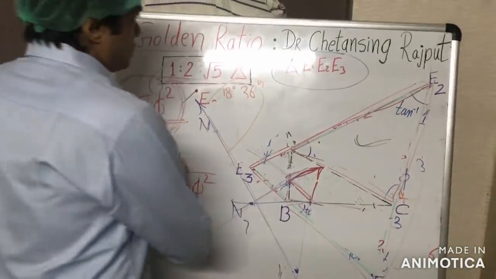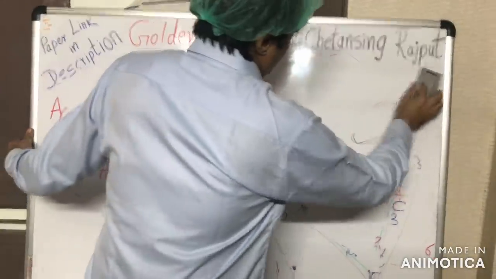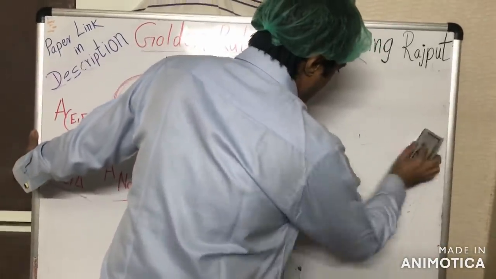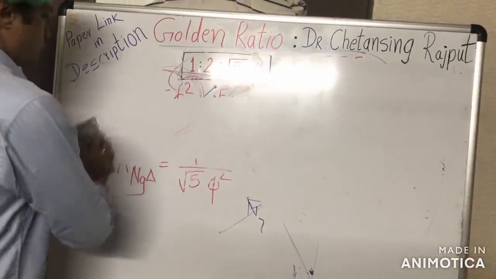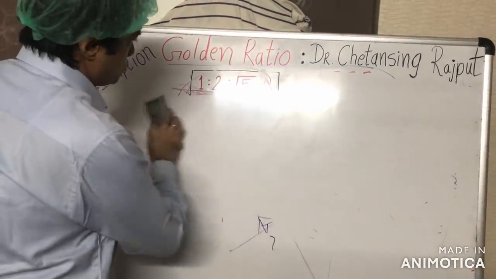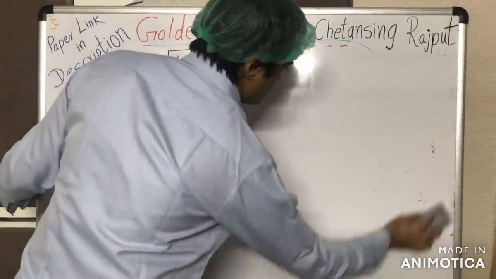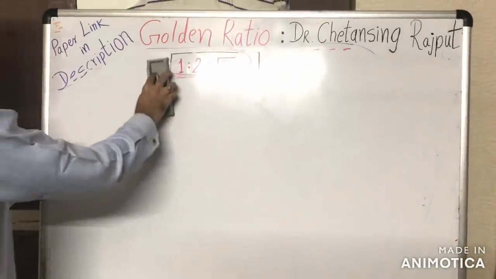And hence I have a question for every viewer of this video, for each of you, for all of you. I have a question for you. So far we have seen the golden geometry of this 1 to root 5 triangle.